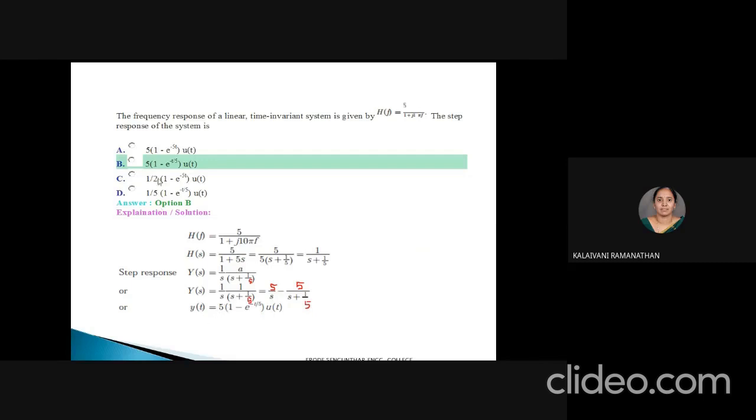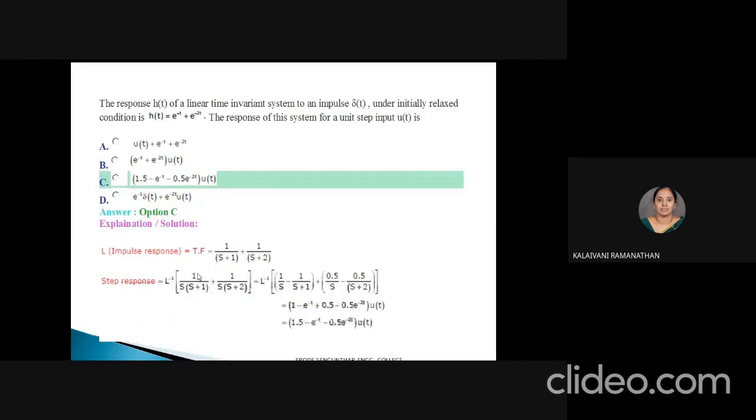So you have to choose whichever option is having this. B option is matching with the result, so you have to choose option B. Whenever you are given the response of the system, then you have to relate your input, impulse response and your output. Then only you will be able to get a result.